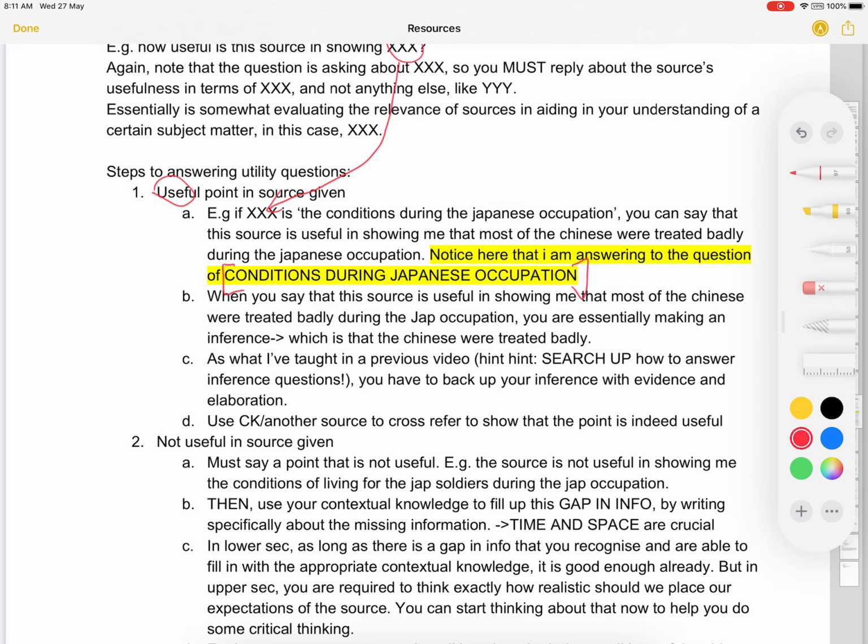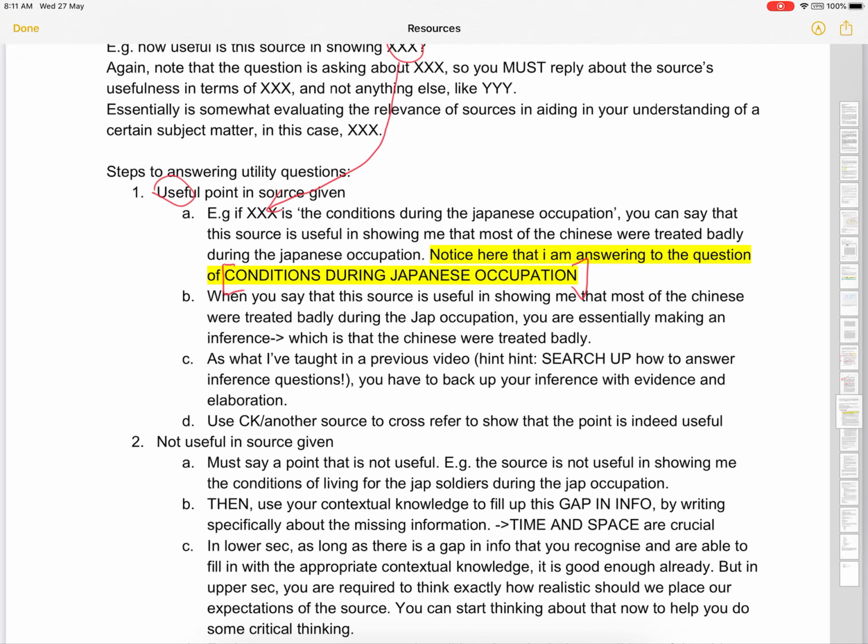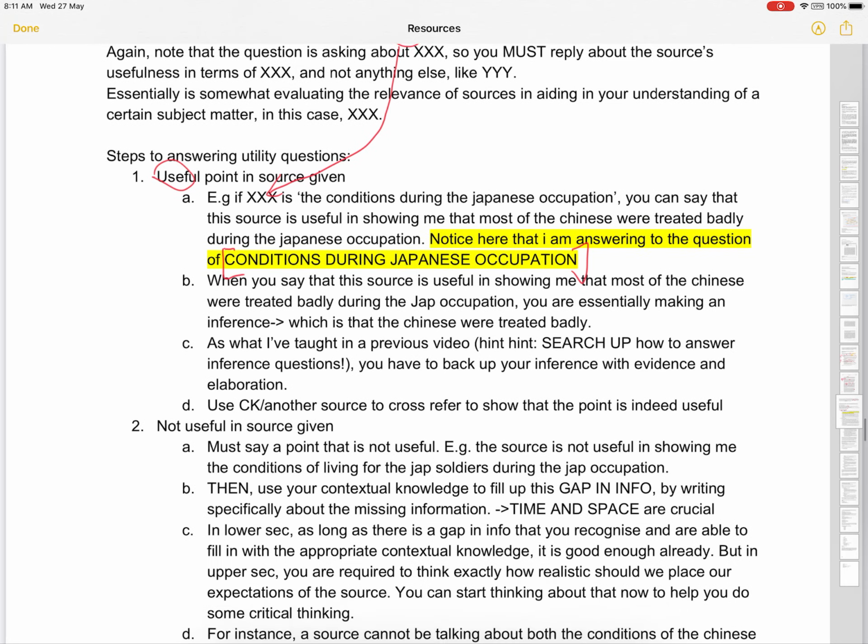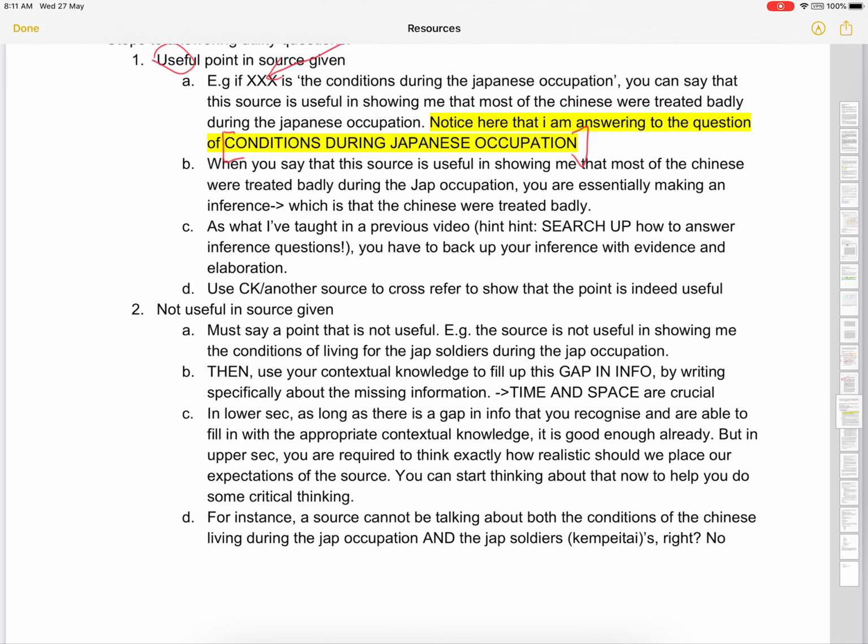So you must remember. Next, when you say that this source is useful in showing me that most of the Chinese were treated badly during the Japanese occupation, you are essentially making an inference because you are deducing based on what the source is saying. I talked about that in one of my previous videos. So hint hint, search up how to answer inference questions to help you in learning how to make inferences, because that's your foundation. So of course you have to back up your inference with evidence and elaboration, and after that you use contextual knowledge or another source to cross-refer to show that this point is indeed useful.